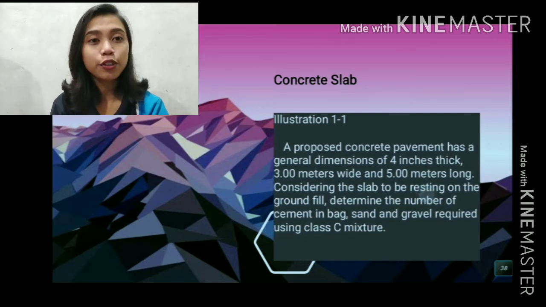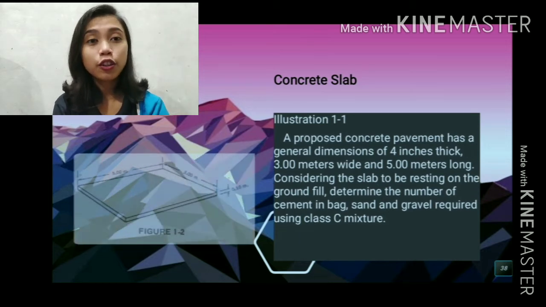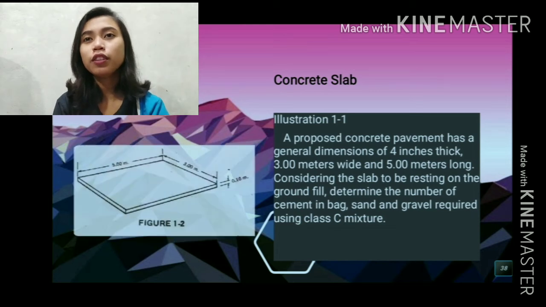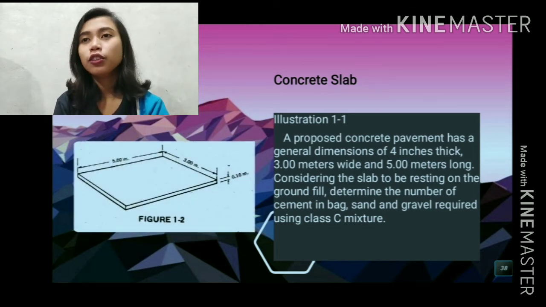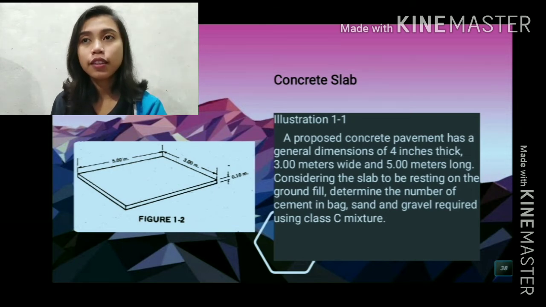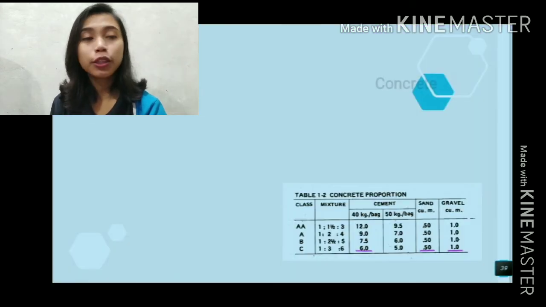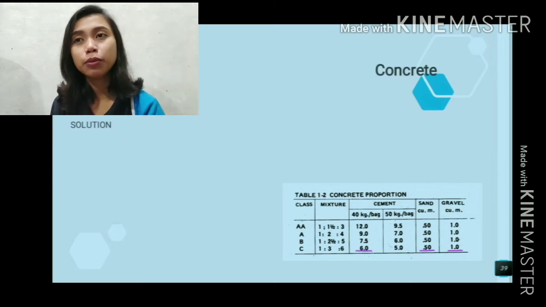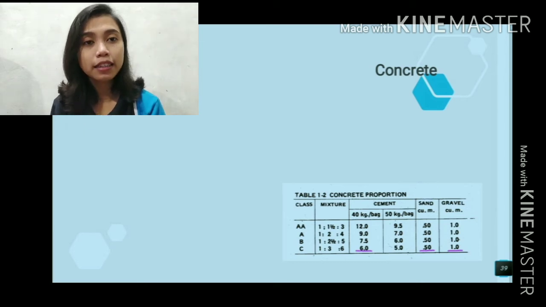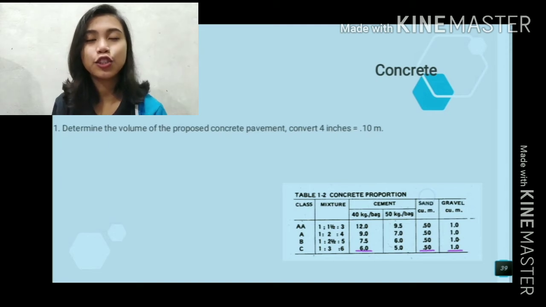Now let's go to the solving for estimates. So first example is for concrete slab. So in the illustration, you'll see that it is a proposed concrete pavement that has general dimensions of 4 inches thick, 3 meters wide, and 5 meters long. Considering the slab to be resting on the ground fill, determine the number of cement in bags, sand, and gravel required using Class C mixture.